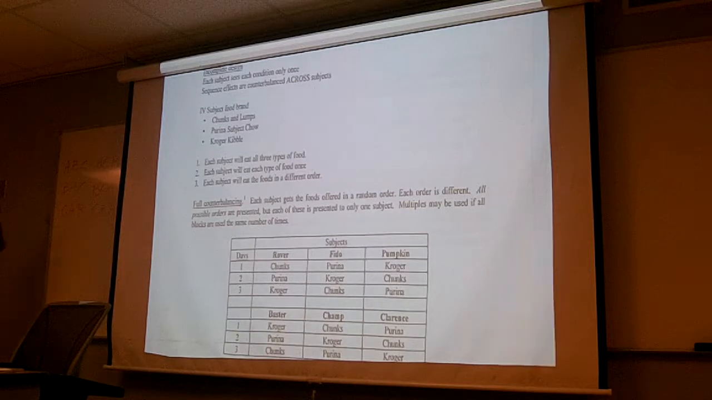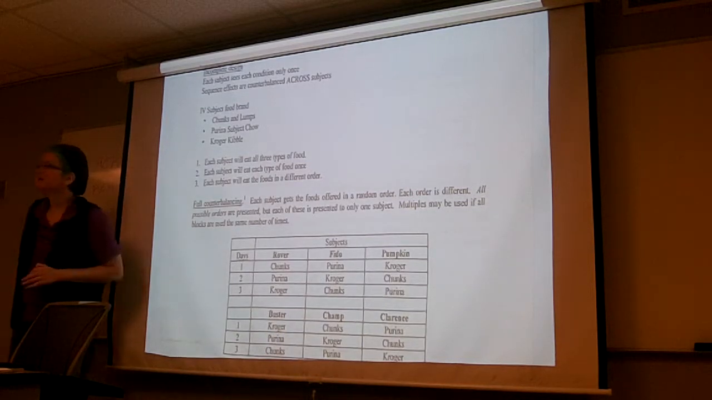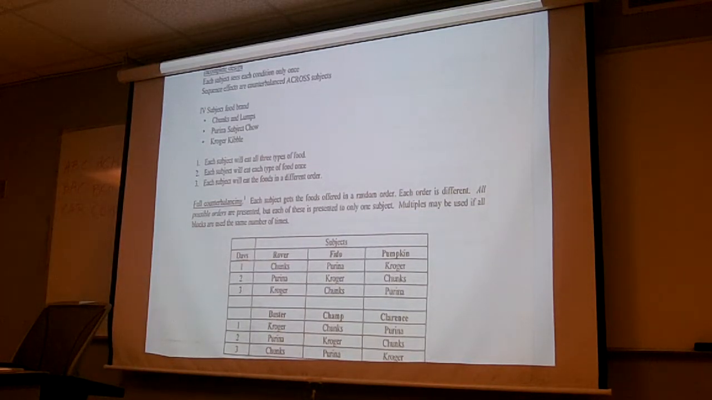In an incomplete design, your subjects experience each condition only one time. Right? We're still going to be using our blocks, but now each block maps onto a single subject. Okay, so no subject is seeing multiple blocks of anything. Each subject is experiencing only one block order.